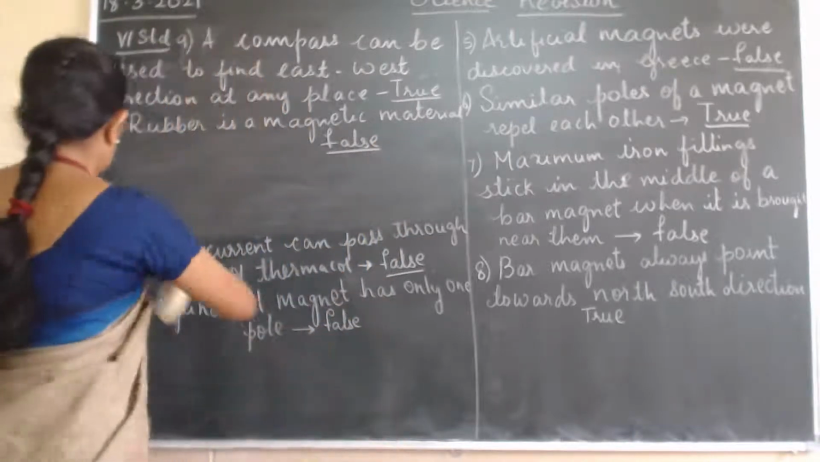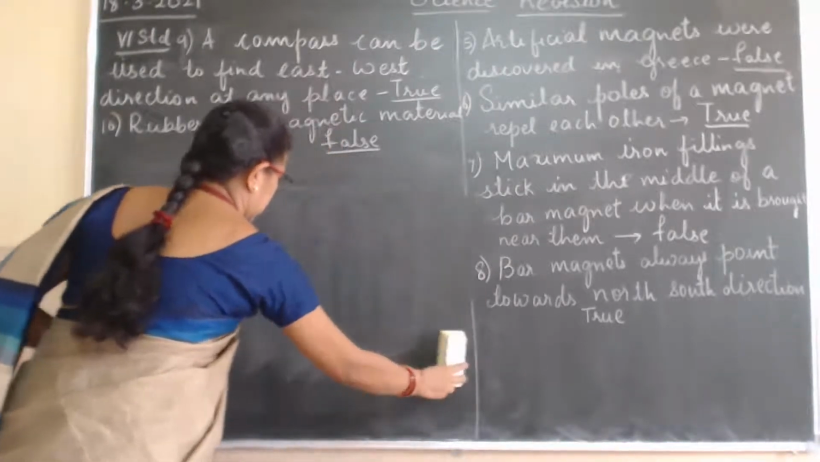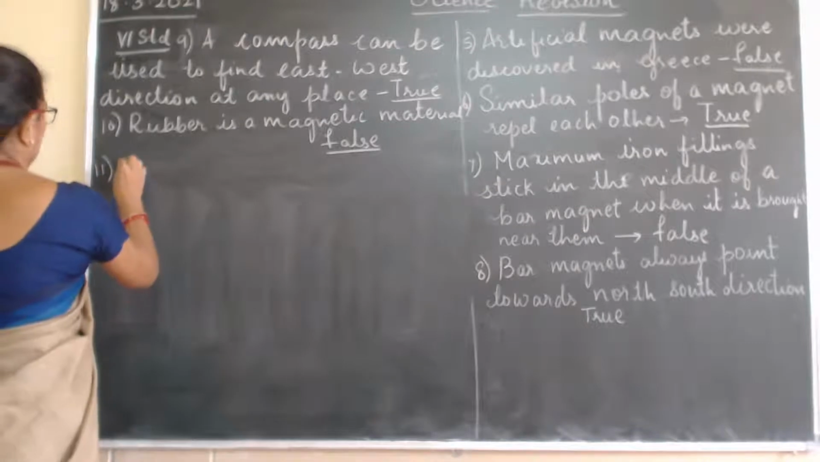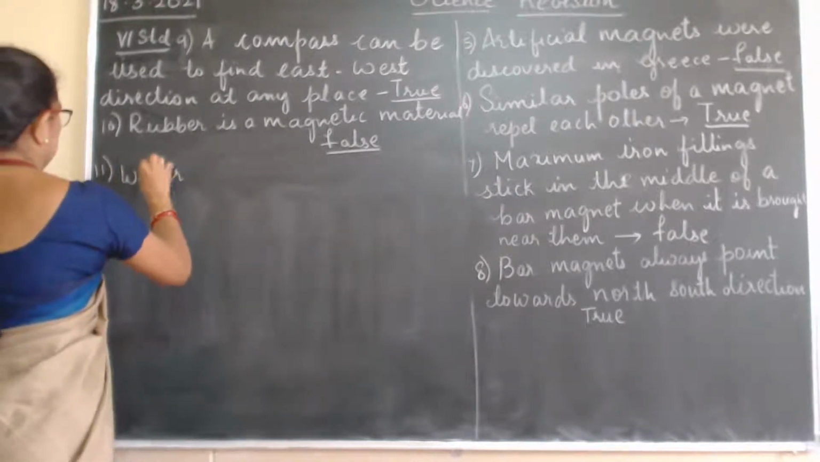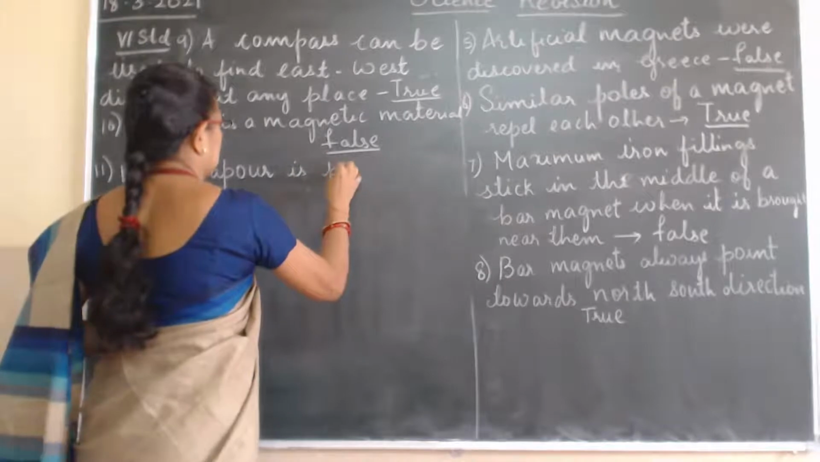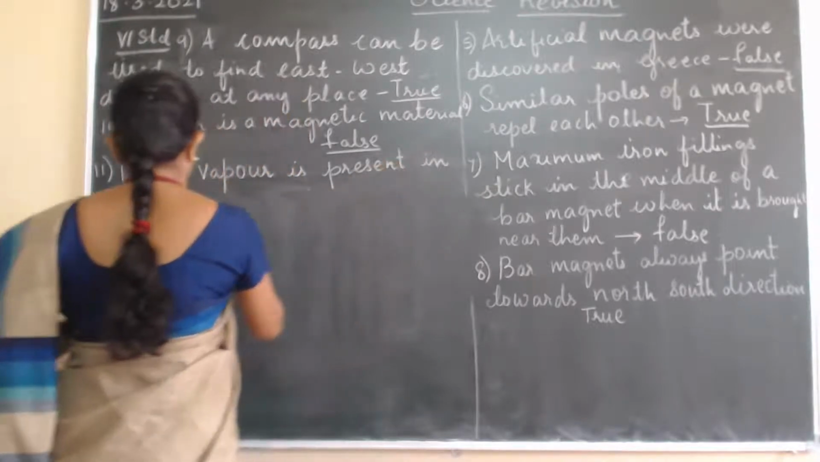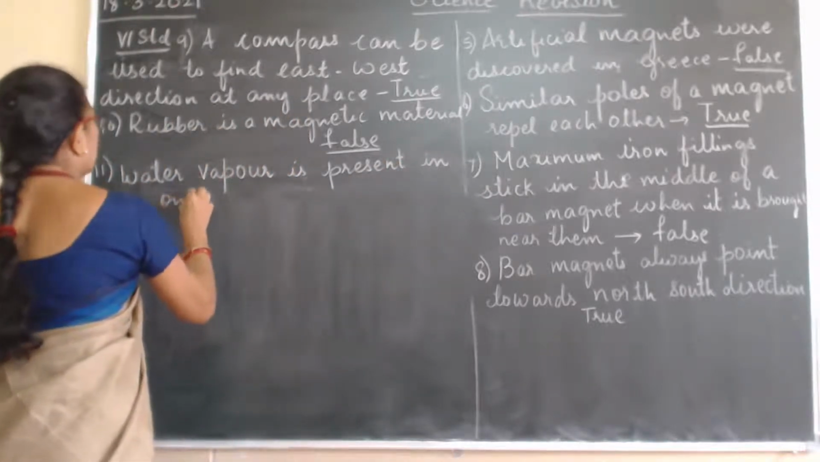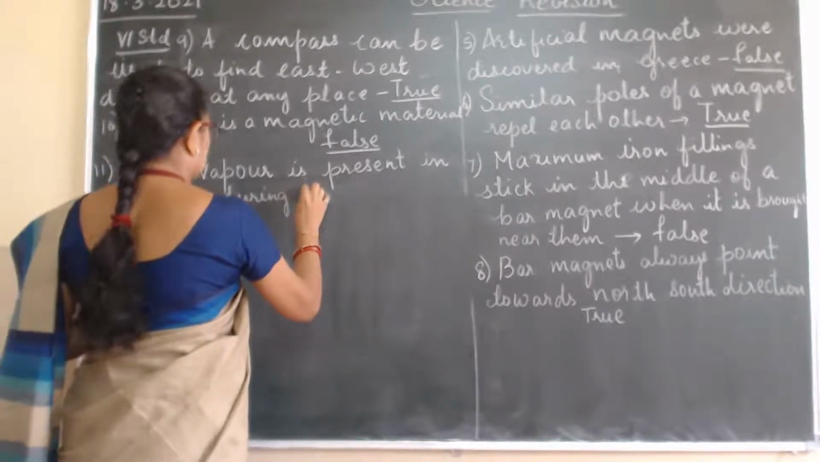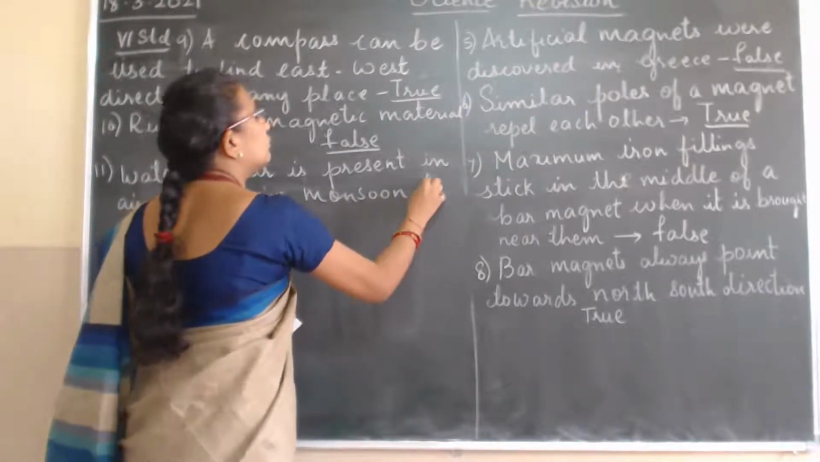The next one we will go for is the 11th one. Water vapor is present in air only during monsoon. No, isn't it? The sentence is false.